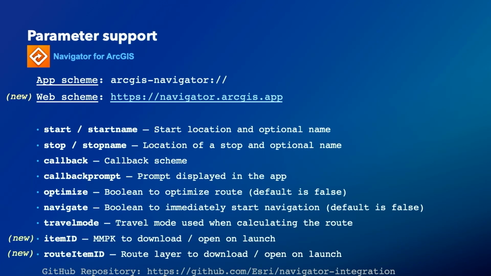And then a couple of new things that will be coming with the 19.10 release of Navigator is the ability to actually specify the mobile map package that you want your field worker to use. Previously, they would use whatever map they had open, but now you'll be able to tell Navigator which map you'd like the field worker to use. With that, we also have the concept of a route layer, which is now supported by the new version of Navigator. So for anyone creating routes using Network Analyst, you'll be able to save these to ArcGIS Online or Enterprise as a route layer, and then you can specify that in the URL of the Navigator. So we'll actually load that pre-planned route.